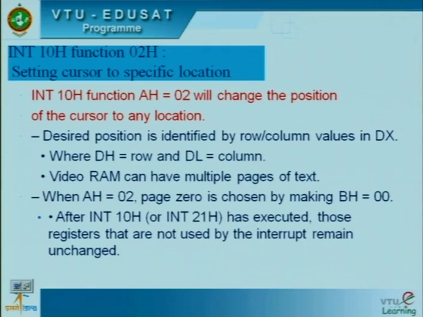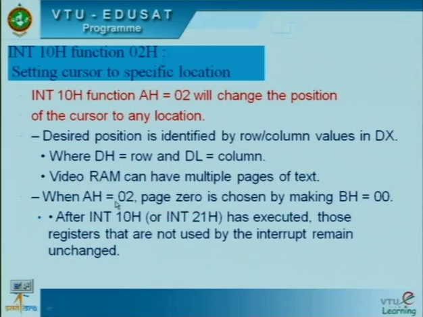So, you need to access the attribute of the screen, and then you should control the screen so that whatever I try to display is displayed at a particular position. If that has to happen, or if the reading has to happen from the current cursor position, then I need to have control on setting the cursor to a specific position, which can be done using function 02H of int 10H. The desired position, that is the row and column, is specified in DX, where DH specifies the row and DL specifies the column, and video RAM can have multiple pages of text, as usual, because it can support more than one page.